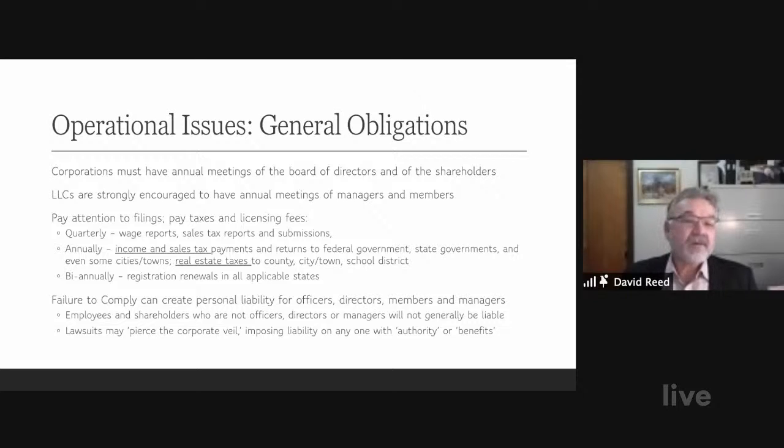LLCs, not a statutory requirement for the meeting, but it's strongly encouraged. It's a good business practice. It helps establish that the LLC is more than just a group of people doing whatever they want to do, that it's really a legitimate entity.